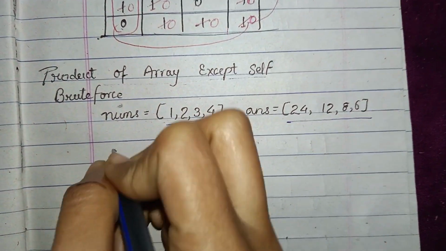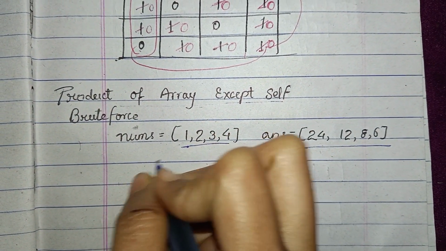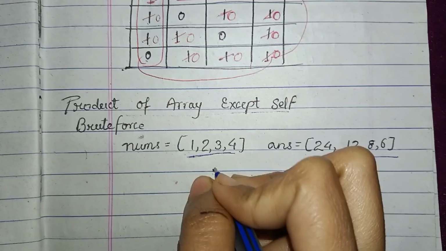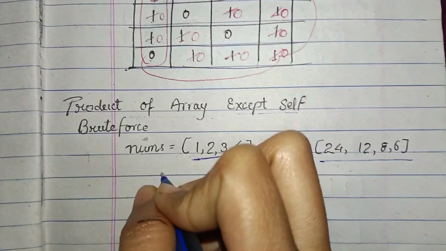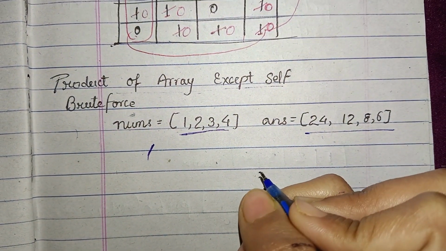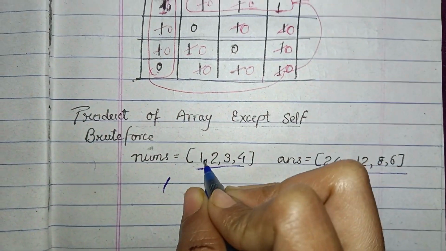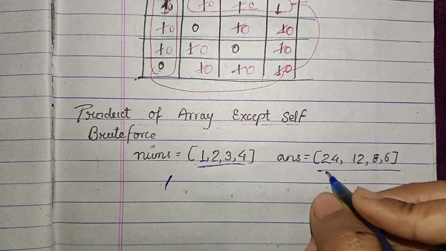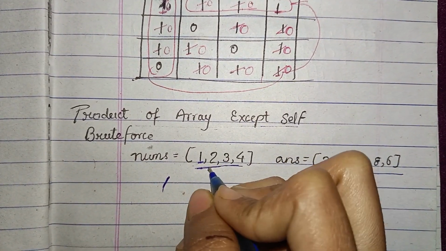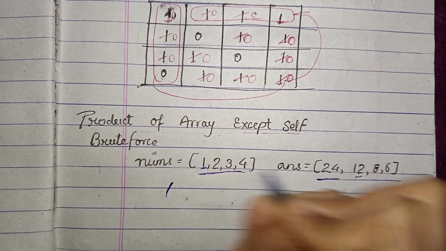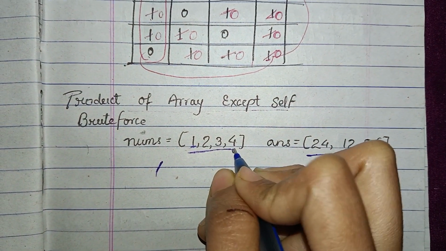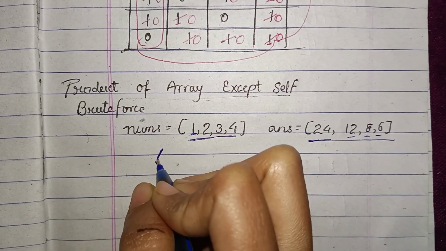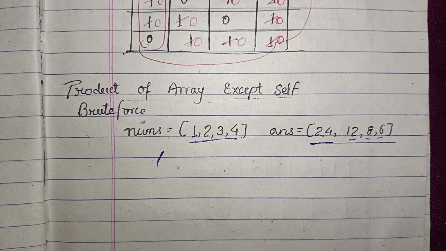So our first approach, the brute force which comes to our mind, is just take the product of all of it and just divide it. But here the rule is we don't use the divide operator. Because if we did, you could just say 24 by 1 is 24, 24 by 2 is 12, 24 by 3 is 8, and 24 by 4 is 6. But the problem is we don't use the divide operator. So how can we do it?